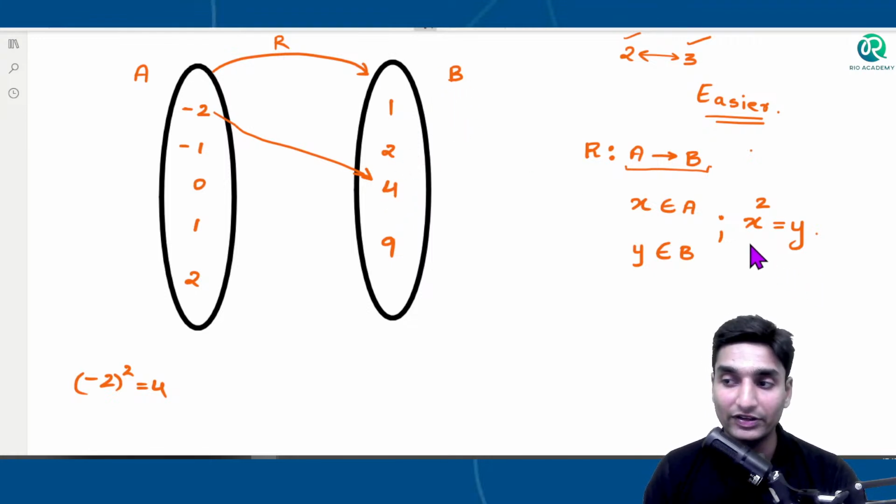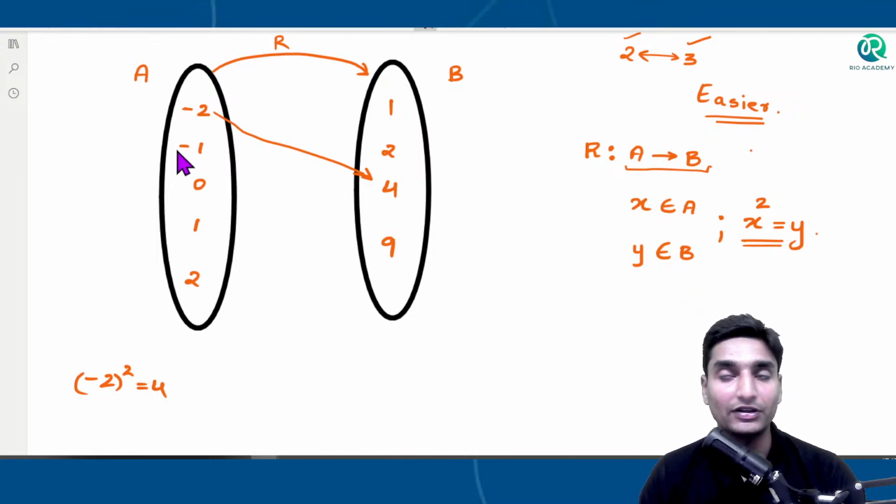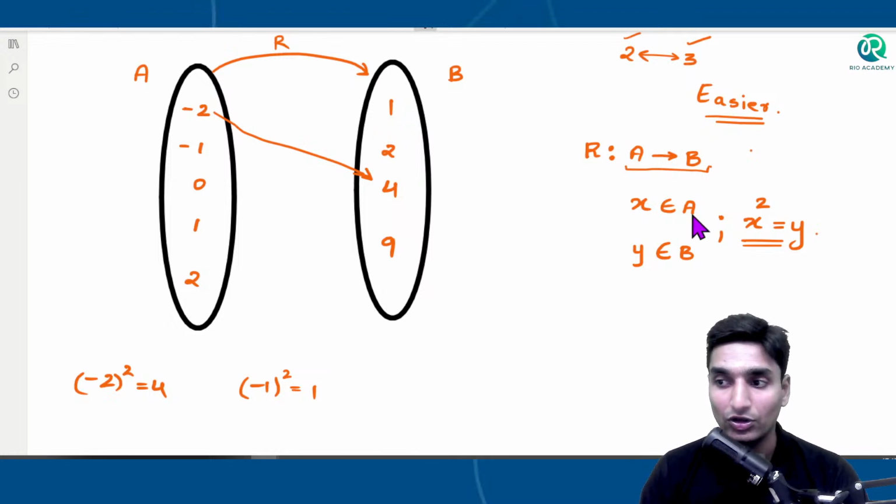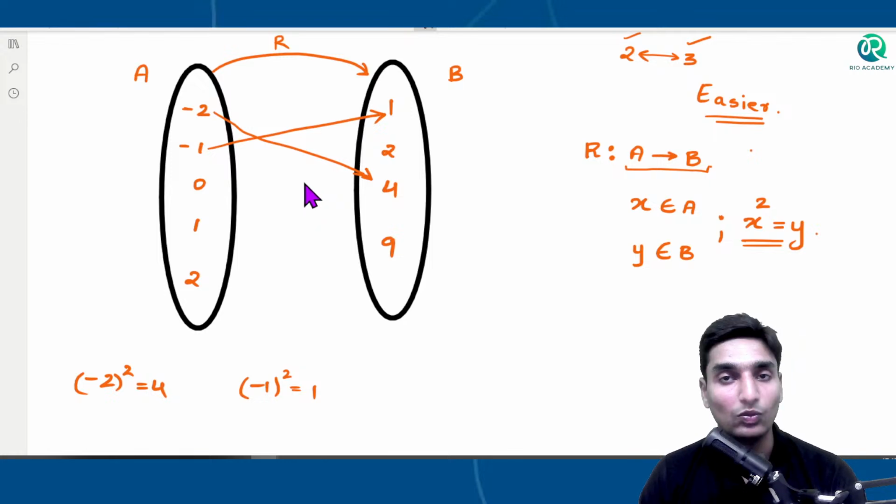Negative 2 in set A is related to positive 4 in set B. Why? Because it is satisfying the given condition. Now the next element in A is negative 1. Negative 1 whole square, guys, is 1. And is 1 present in B? Yes, it is present. So this given condition is satisfied, and we can say negative 1 is related to 1. Alright, now 0 square.